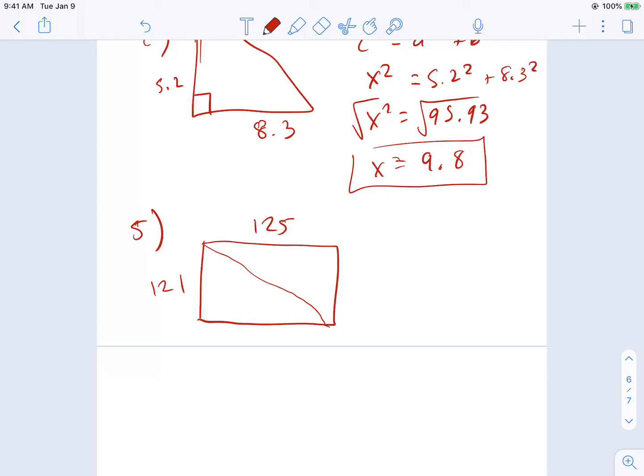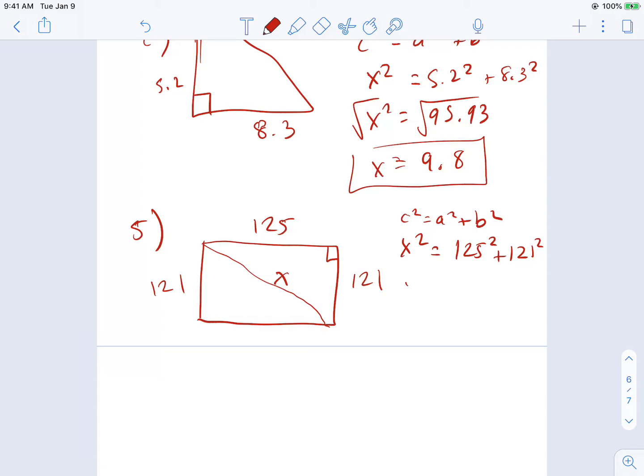If this is a rectangle, we know that this side is also going to be 121. So here is our triangle. This is what we were trying to figure out. Using our formula, c squared equals a squared plus b squared, let's fill in our values. We have x squared equals 125 squared plus 121 squared. And then we can just do that math right away. So we'll do 125 squared plus 121 squared.